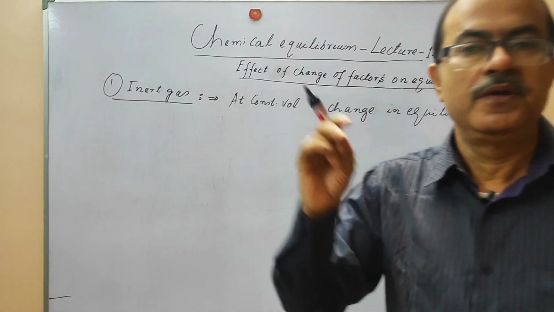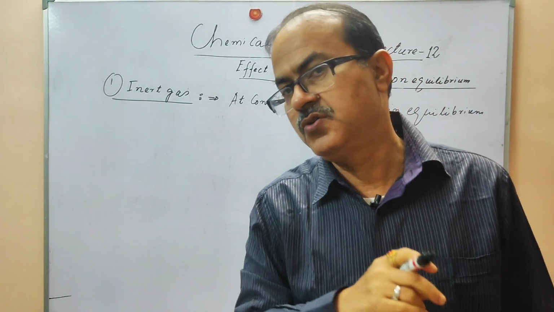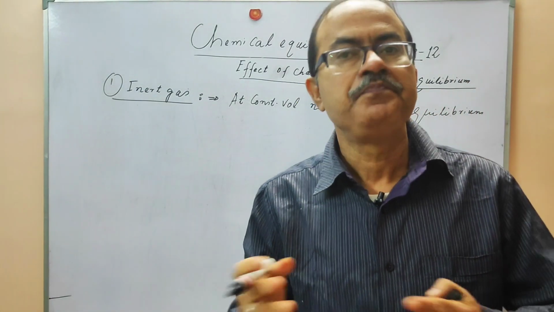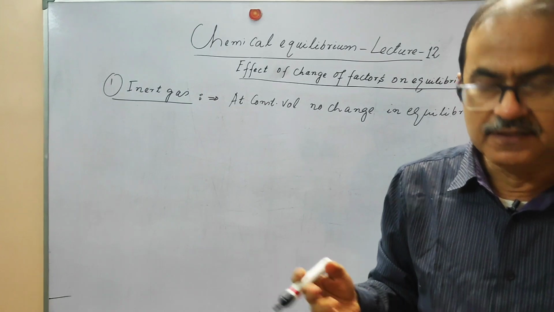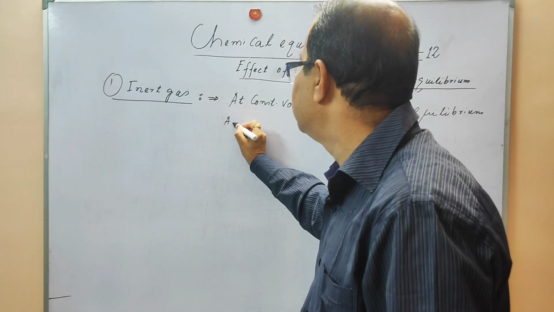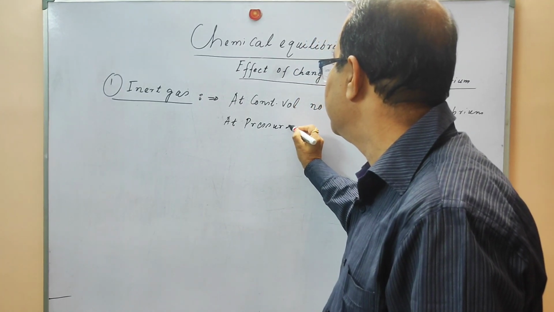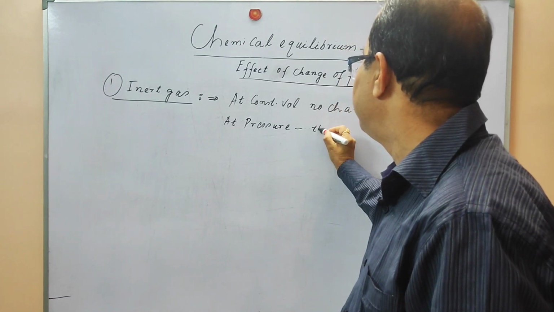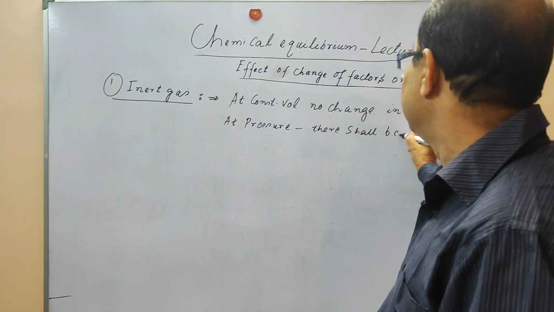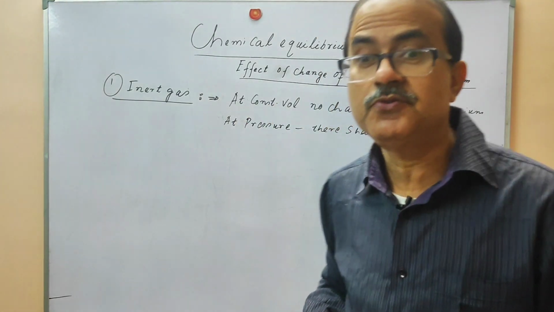Why no change? Because the partial pressure or the concentration of the reactants is not going to change, because it is at constant volume, and the inert gas does not react with any other species. It will not take part in the reaction, so there will be no change. But if we put the inert gas at constant pressure, there shall be a probability of change. There shall be a change, but that depends on the reaction.